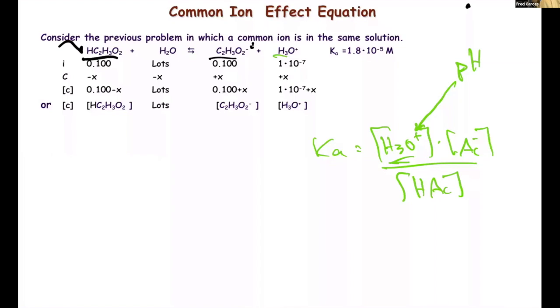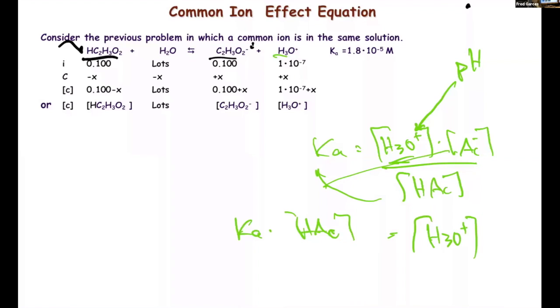So if we solve this for hydronium, that means that we're going to throw everything to the other side. What we get is hydronium is equal to Ka times HAc, that's the acid, over Ac minus, that's the base. I'm just rearranging that equation. Now, remember what the P function is? The P is the negative log of the hydronium ion concentration. The P function is the negative log.